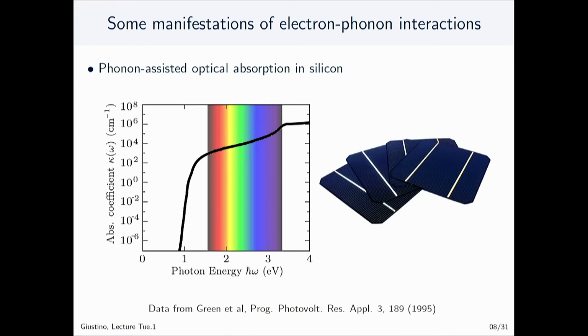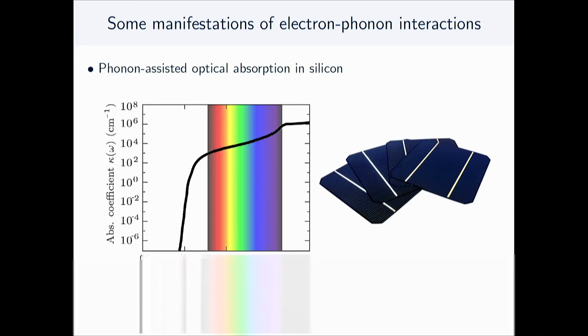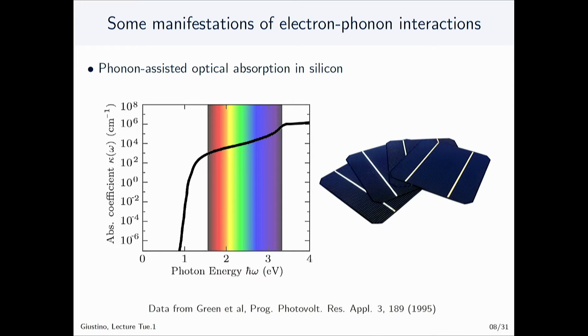So that means that if there were no phonons, there would be absolutely no absorption in silicon below 3 electronvolts. So that's the absorption coefficient, and what you can see is that instead, below 3 electronvolts, there is quite some absorption here, and in particular, this coincides with the visible spectrum. So this is what is called the indirect phonon-assisted optical absorption, and this has to do with electron-phonon interactions.